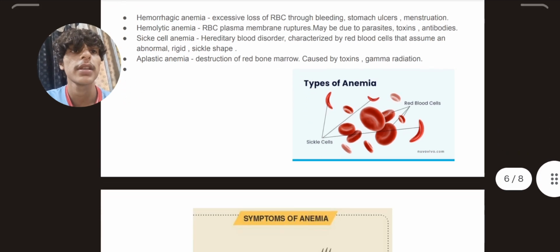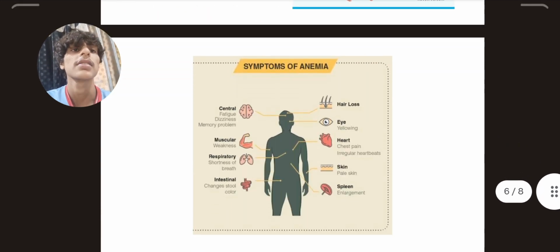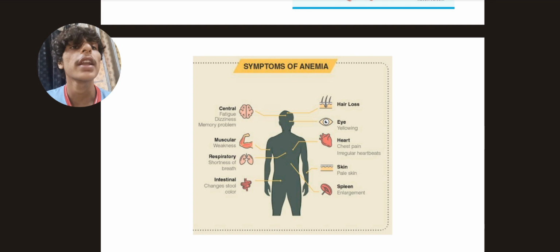These were the types. Now let us discuss the symptoms of anemia. What are the symptoms of anemia? It will affect our central nervous system by causing fatigue. There would be dizziness, memory problems. There will be muscular weakness, and in the respiratory system it will cause shortness of breath, and it will also affect our intestine.